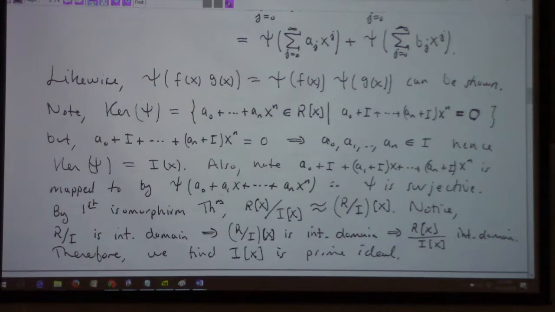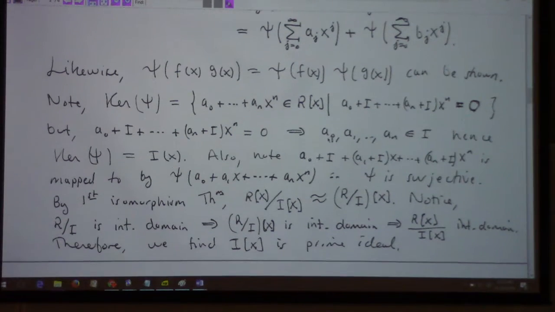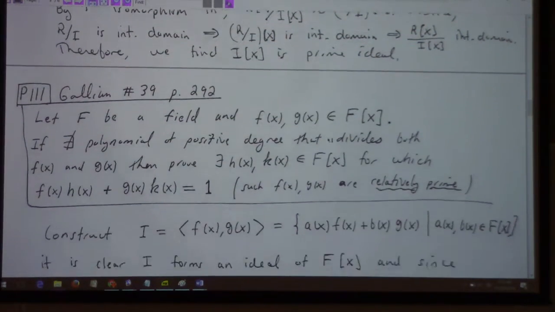This is an excellent problem. It uses much of the most important theorems that we've covered in this arc of the course. Very important problem to understand.